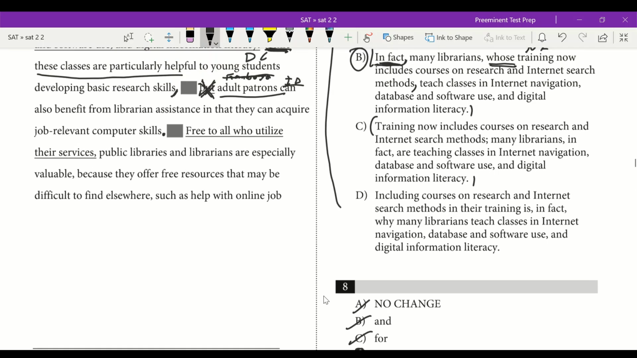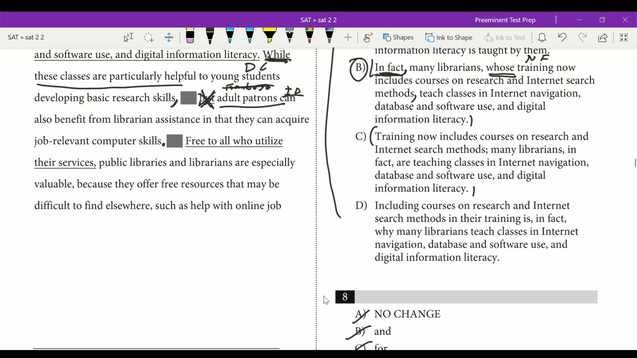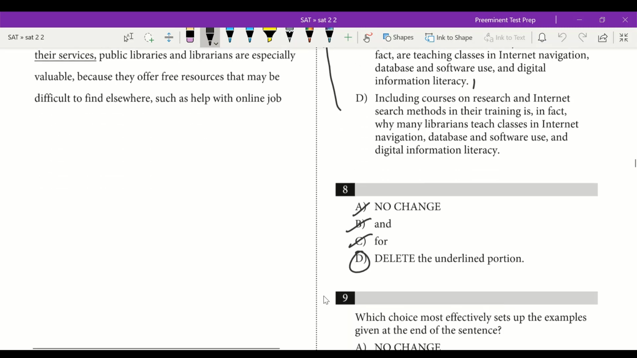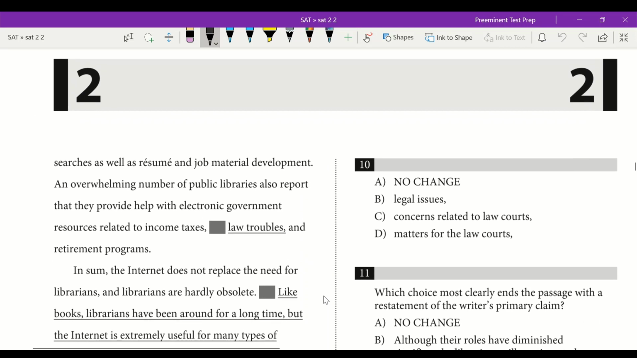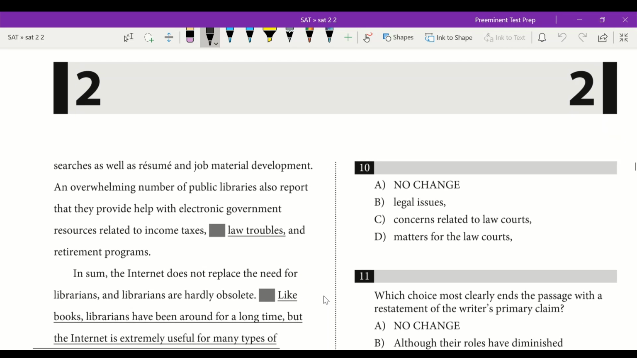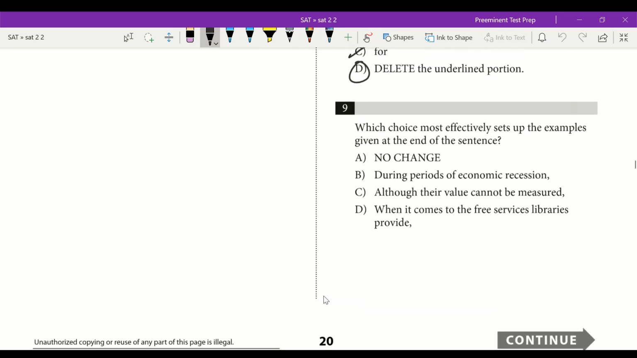And now we've got, "free to all who utilize their services." That sounds lengthy. Without looking at my answer choices, I can tell you that kind of sounds lengthy. So I'm just going to go ahead and note that as I go through. "Free to all who utilize their services. Public libraries and librarians are especially valuable because they offer free resources that may be difficult to find elsewhere, such as help with online job searches, as well as resume and job material development." All right, let's see what our choices are.